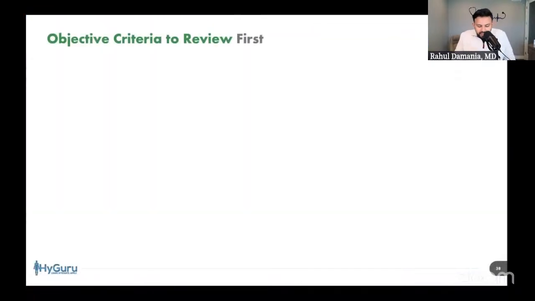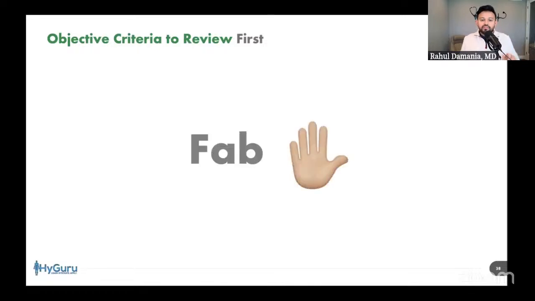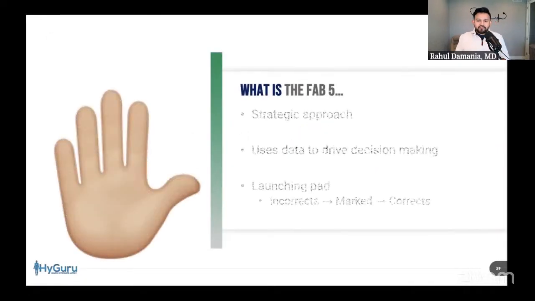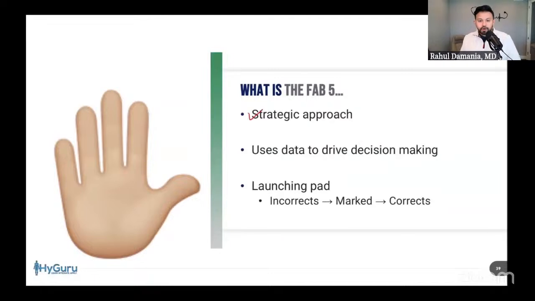So the objective criteria that I use, these are the first 5 incorrects that I am going to review. And I called this the Fab Five. These are going to be the 5 most important incorrects that you need to start your study session with. So what is the Fab Five? It is a strategic approach on reviewing your incorrect questions when you get them wrong in UWorld. It uses learning analytics and data to drive your decision-making.